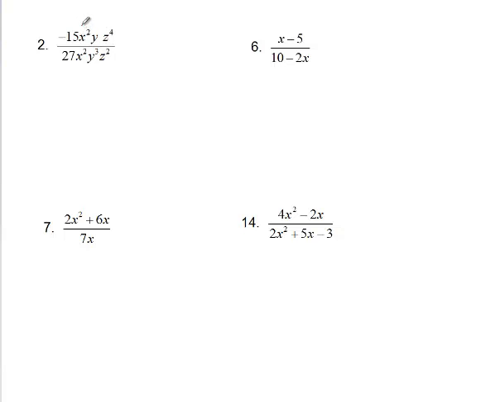We can look at each part separately. For example, just reduce the fraction negative 15 over 27. All we need to do is reduce that, so I just divide each side by 3. Negative 15 divided by 3 is negative 5, and 27 divided by 3 is 9. So I just reduce the numbers, the coefficients in front, separately.